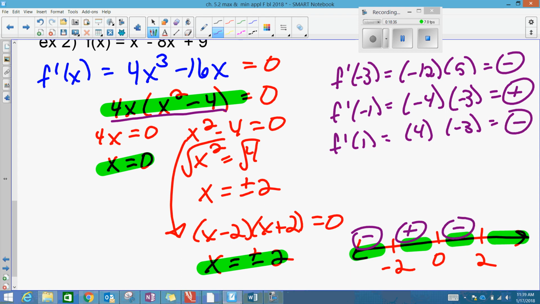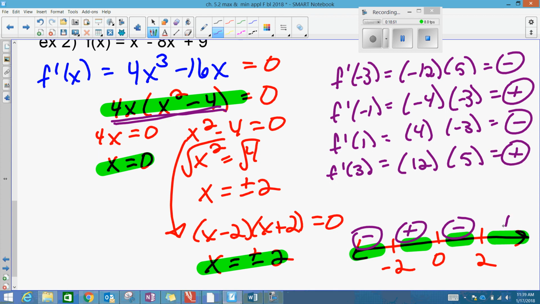And then outside of 2, greater than 2, I'm going to just choose +3. So you can kind of see a pattern here. And I get positive. Again, plug it into the factored form over here: I get 12 and 5, so positive. You can't always depend on this changing of negative to positive, but on polynomials it does usually happen.